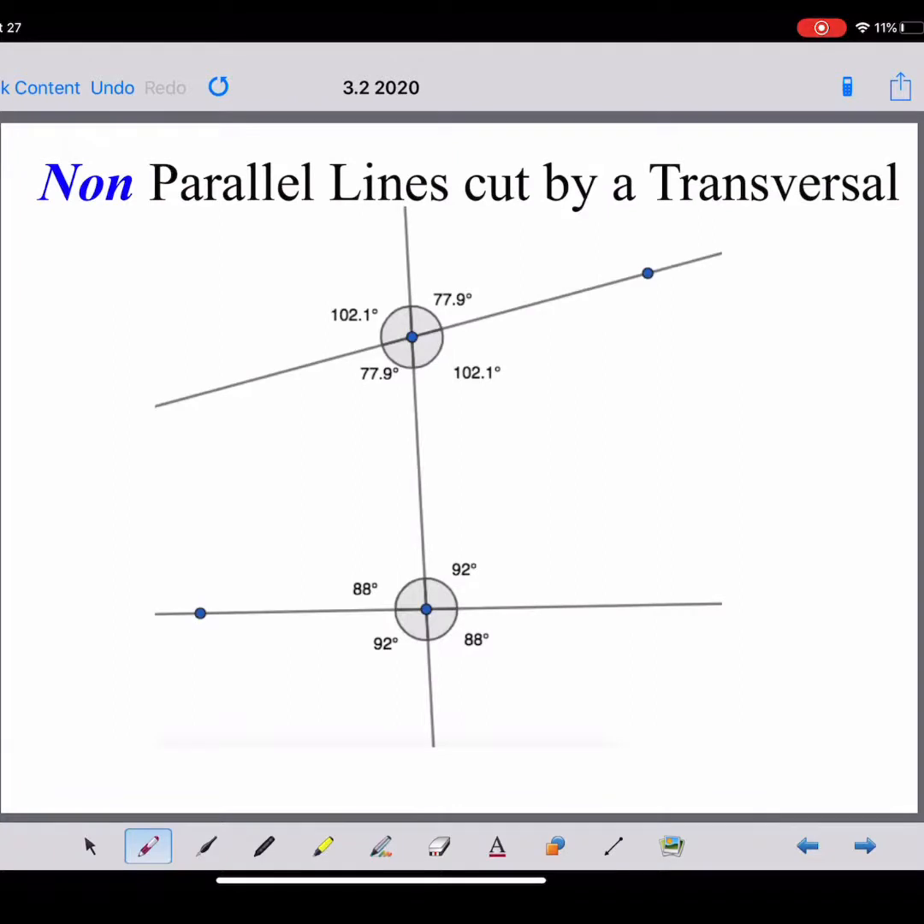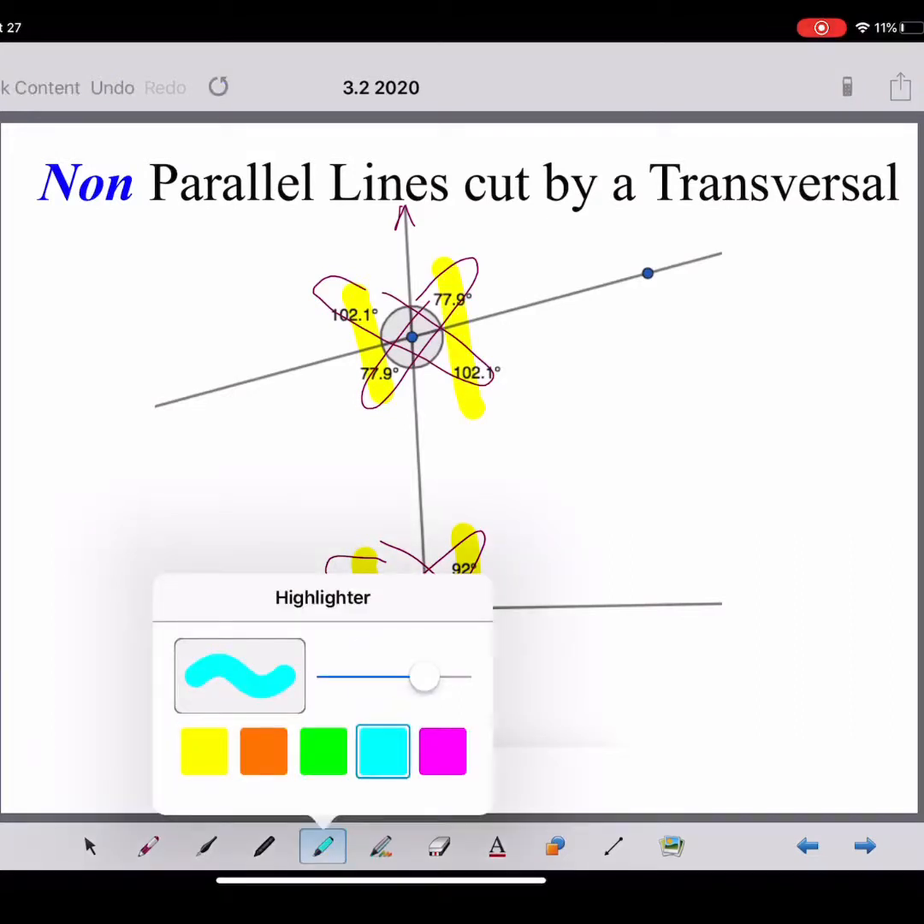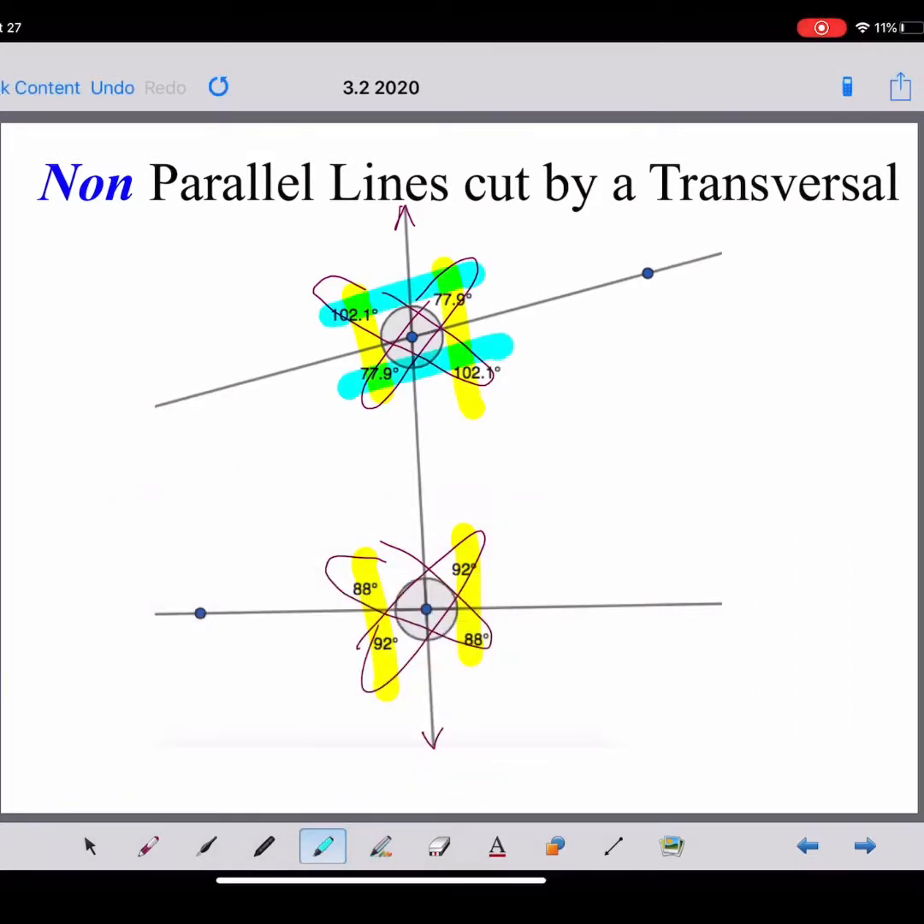So when non-parallel lines are cut by a transversal, we really can't draw any conclusions except that vertical angles are congruent to one another, because vertical angles are always congruent. And we still have linear pairs that equal 180 degrees. That will never change no matter what type of lines a transversal cuts through.